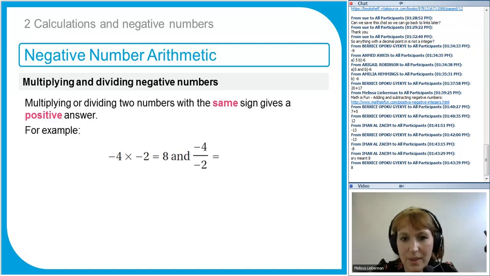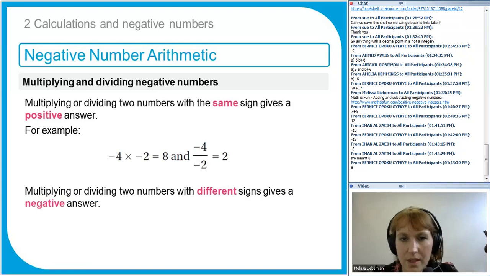And similarly with division, if we have -4 divided by -2, it's a little bit clearer if you write it like this in the fraction format, because these negatives just cancel out. And then we've got 4 divided by 2, which gives us just 2, no sign in front.